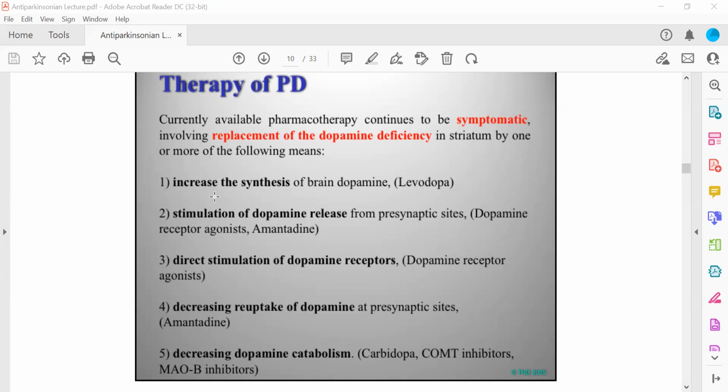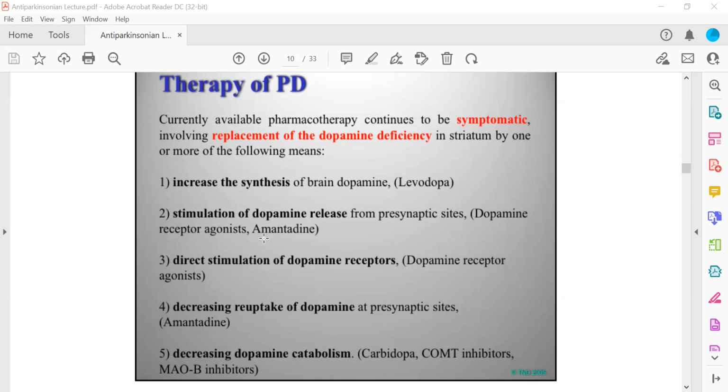Levodopa is a bioprecursor prodrug of dopamine, as it gets converted to dopamine in the CNS and increases dopamine levels. Then there is stimulation of dopamine release, like for instance our dopamine receptor agonists. They bind to the dopamine receptor and they can stimulate dopamine release.